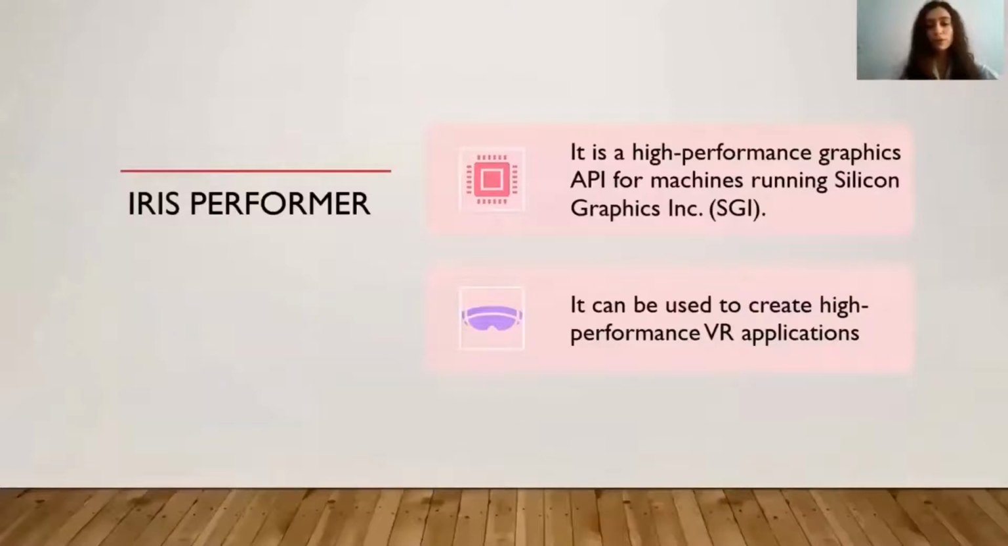First of all, I will start with Iris Performer. It is a high-performance graphics API for machines running Silicon Graphics Inc. It can be used to create high-performance VR applications. Performer is a graphics library based on C and C++. Iris Performer is a runtime programming interface with an in-memory scene representation.